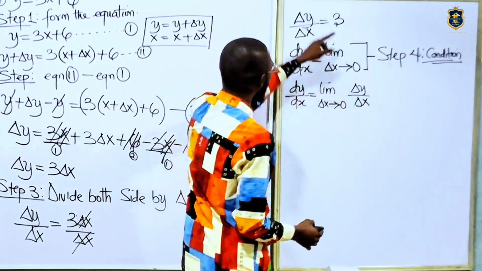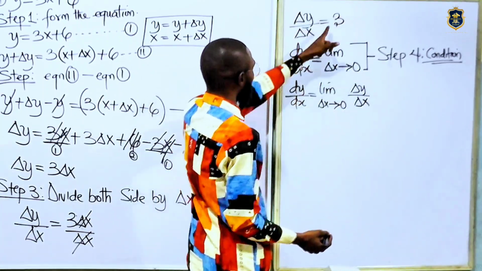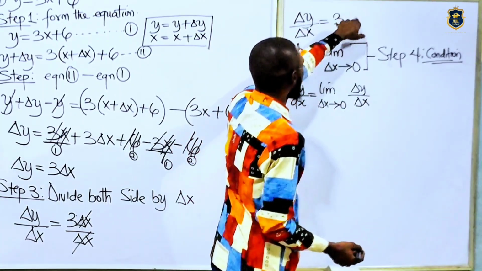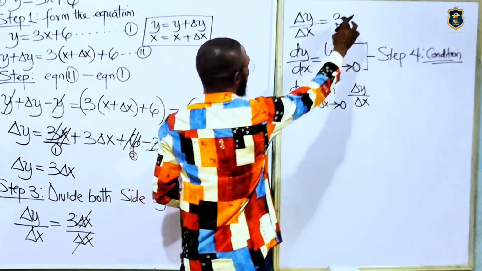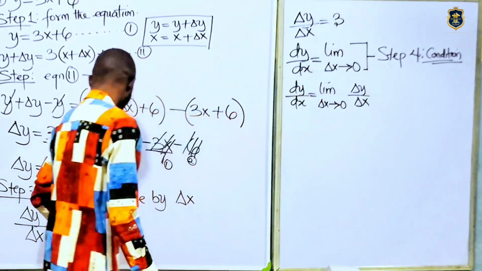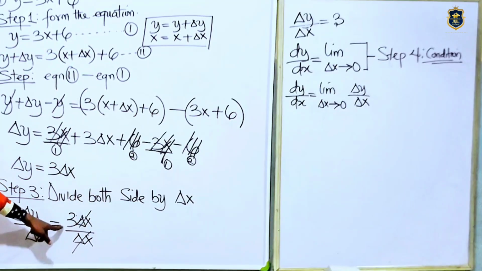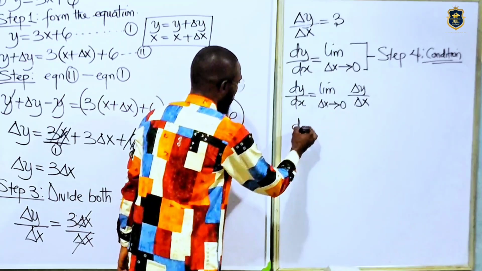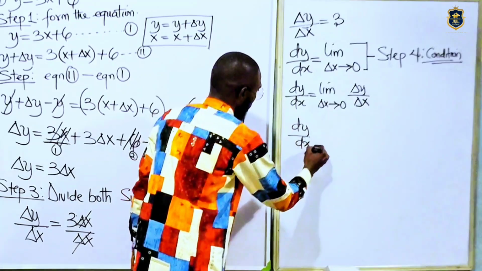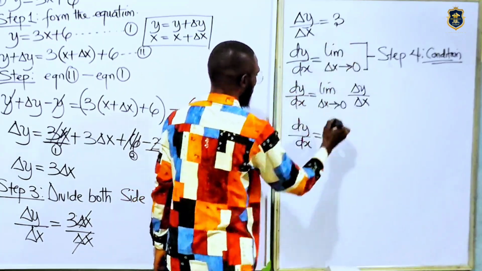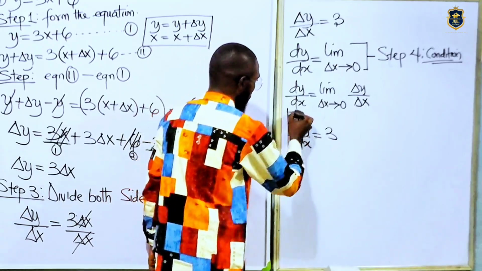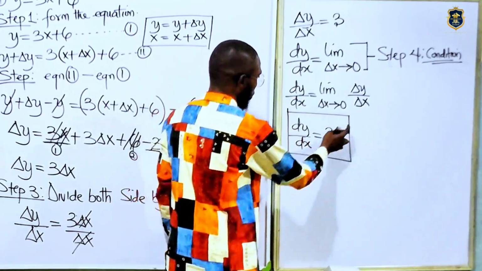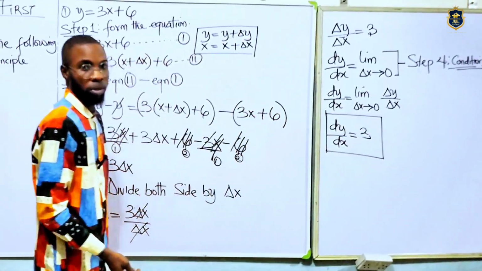And what is delta y over delta x? It's equal to 3. And there's no delta x here, so this one will not apply. What I mean is, if you look at this one, there's no delta x that cancels out, we're left with 3. Are you seeing? Therefore, our dy over dx is simply 3. That's all. Therefore, our derivative is 3 because there's no dx that will limit to 0. Are you getting it now?